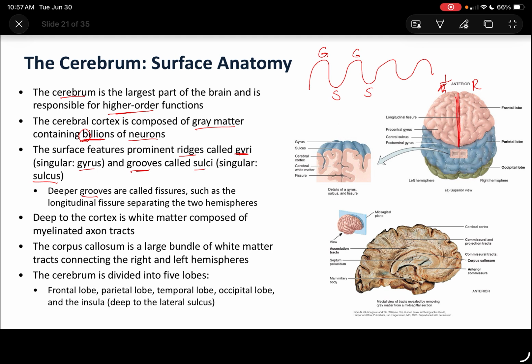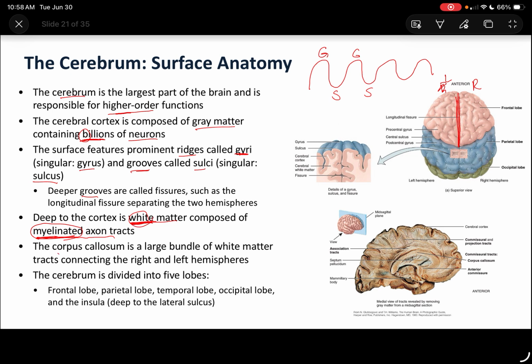Now, deep to the cortex is going to be our white matter. And this is going to be composed of myelinated axon tracts. And this myelination is going to contribute to this white color, again, because myelin is a very lipid-dense structure. And it's going to provide us with that white color that we see with our white matter.